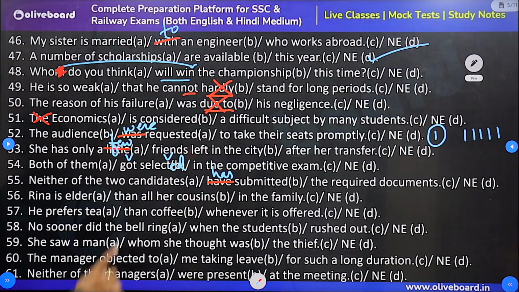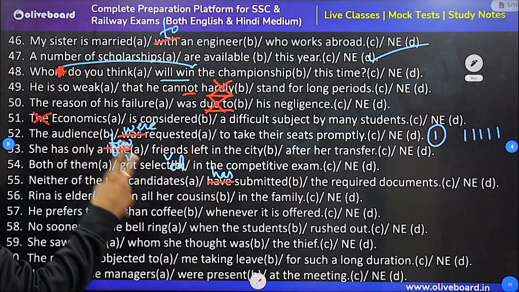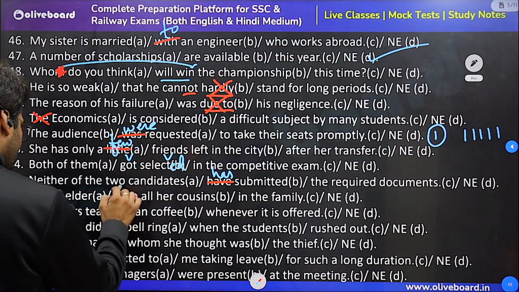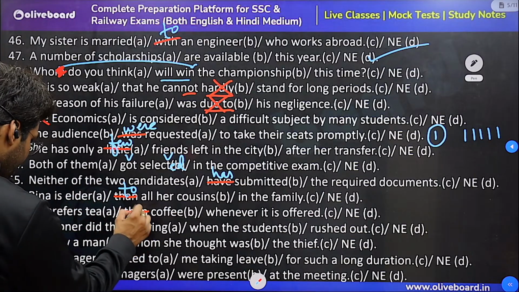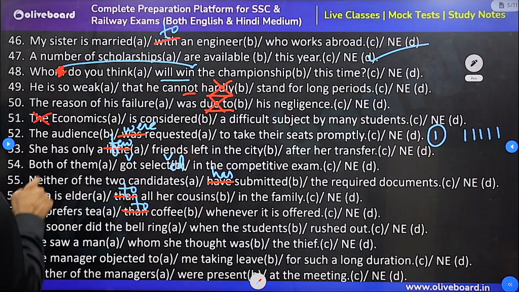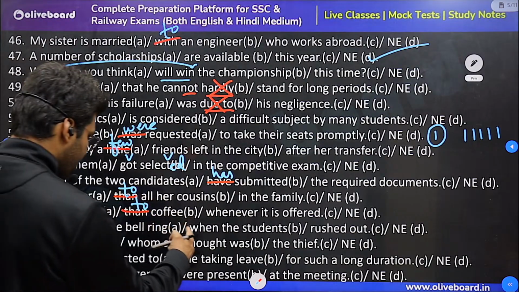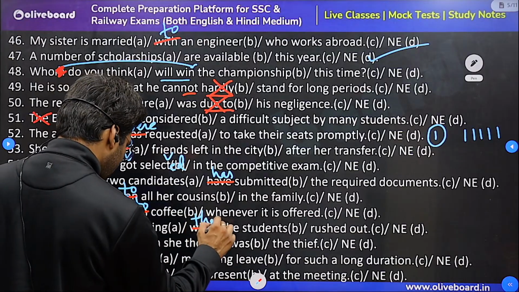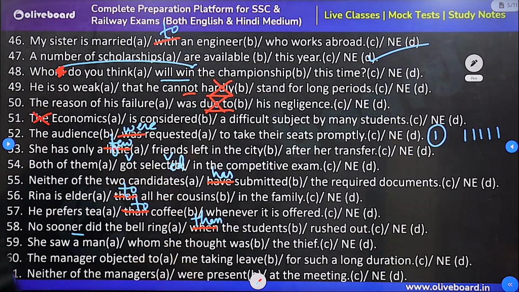Rina is elder. No, no, no, no, no. Senior, junior, superior, inferior, posterior, anterior, prefer, prior, and elder take to, not than, in a comparative degree. Prefer, to. Same list. Senior, junior, superior, inferior, posterior, anterior, prefer, prior, elder. No sooner. Did is fine. It takes inversion. Okay. But sooner is a comparative degree term. It doesn't take when. It takes than. Better than, smarter than, taller than.